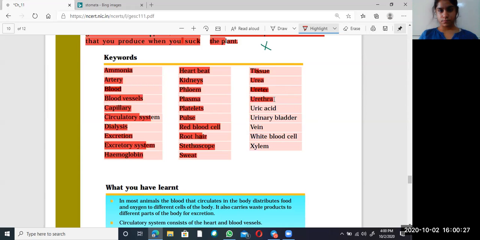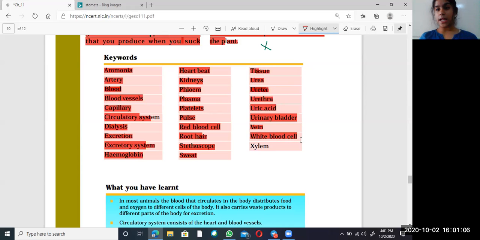Urethra. Yeah, it's that point from which your excretory product cuts out of the body. Uric acid, the waste product of aquatic animals. Urinary bladder, where your urine is stored. Vein, what's vein? Yes, everyone, vein. Vein are those blood vessels which carry the deoxygenated blood from the body parts back to the heart.